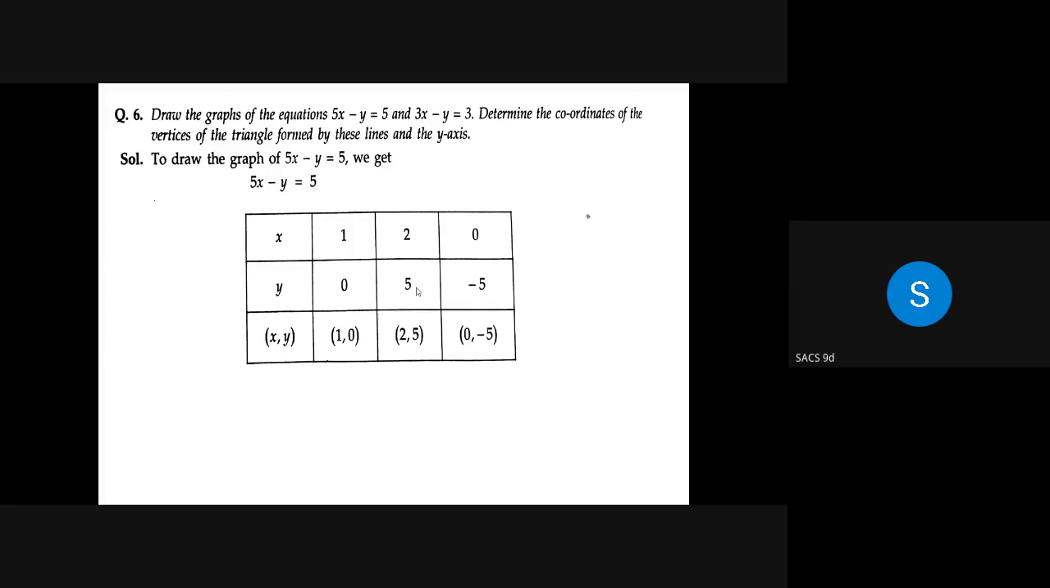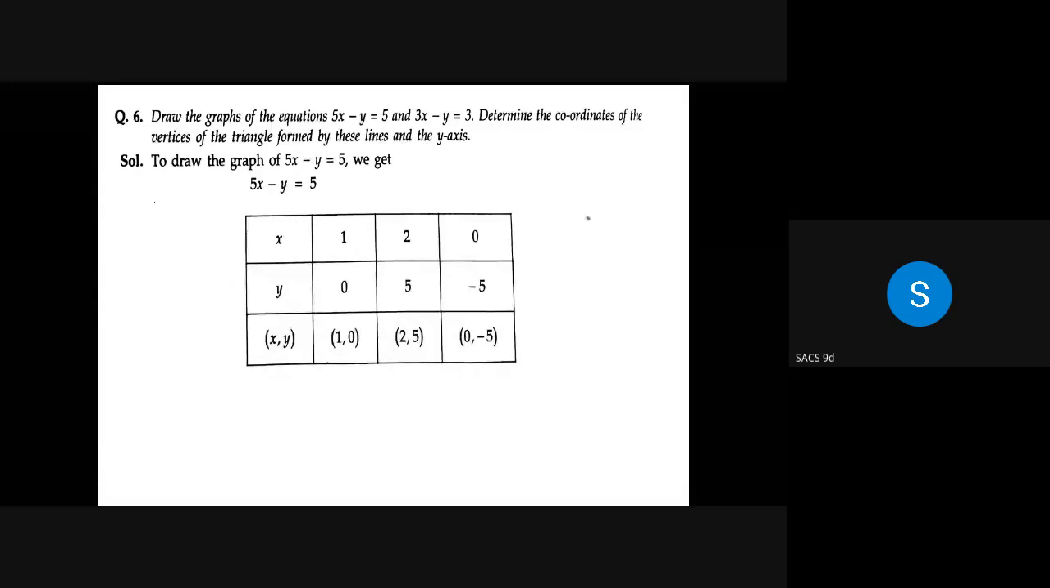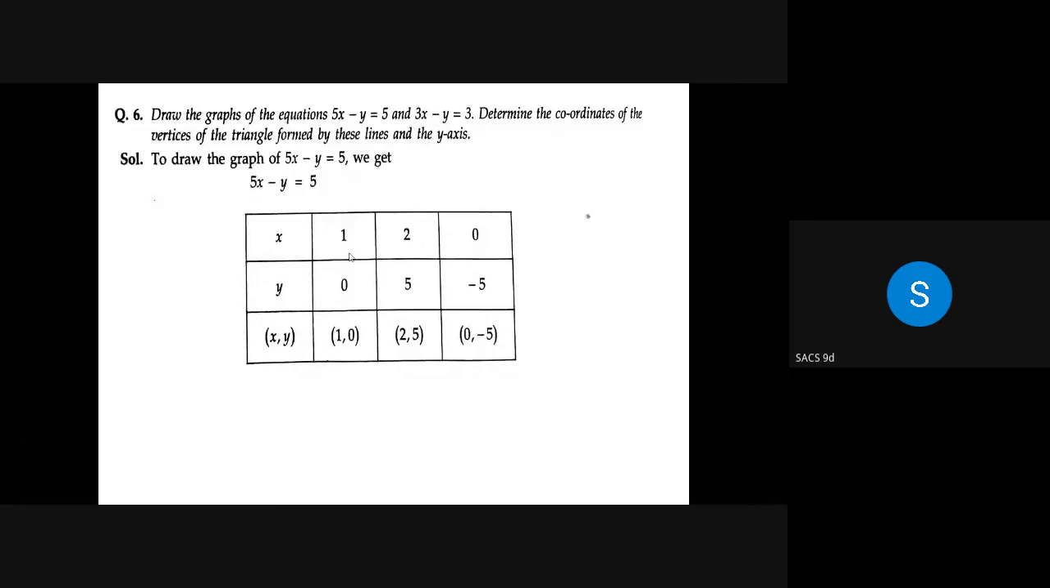And next is graphical question number 6. That is, you have to plot the graphs of the equations 5x minus y equal to 5 and 3x minus y equal to 3. Determine the coordinates of the vertices of the triangle formed by these lines and the y-axis. Now here, for substitution of values, you can do anything. You can give any substitution other than 1 or 0 also. So the graph can be plotted using any coordinates that you choose.